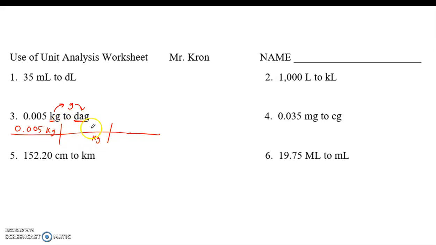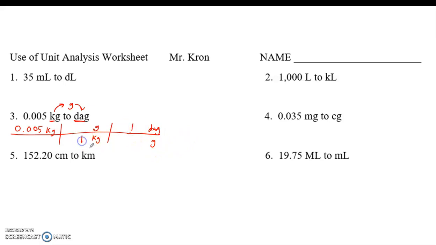And then the next thing I go to, I have to go from kilo to grams, right? I can't skip the base. If I've got two prefixes, I have to go to the base in the middle. Then I bring the base down. Grams is a base unit. And then I go from that to DAG.